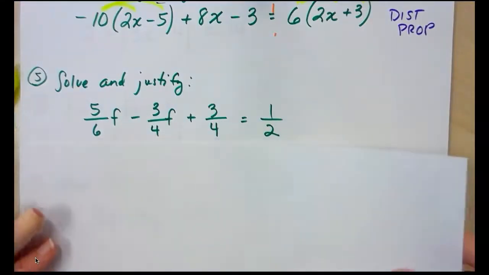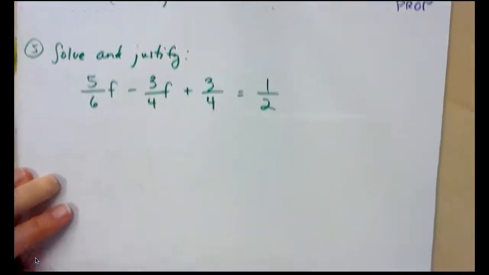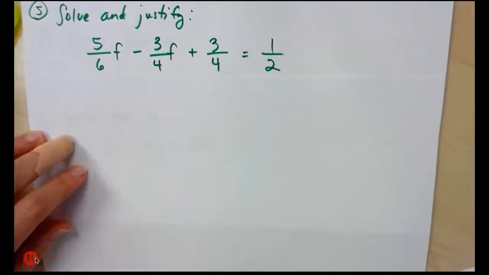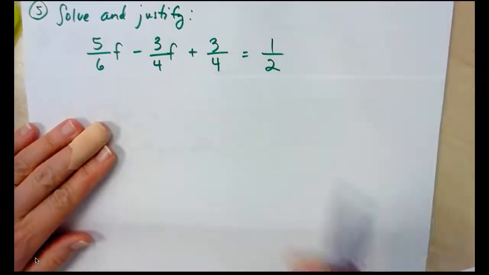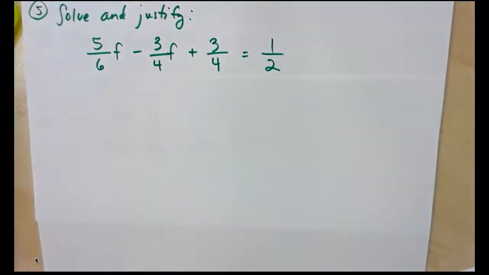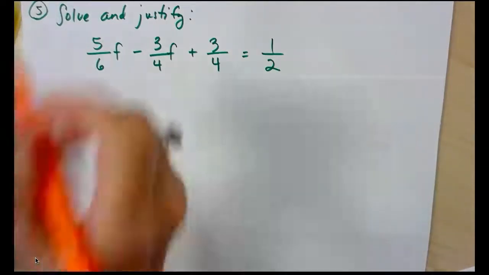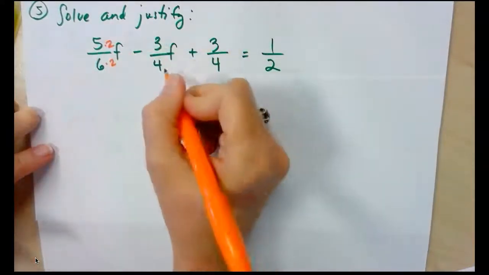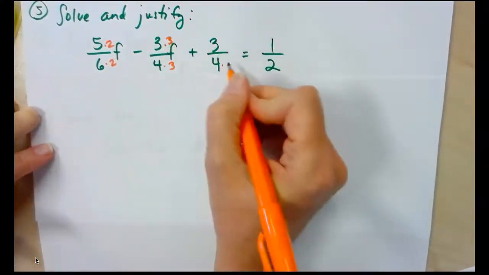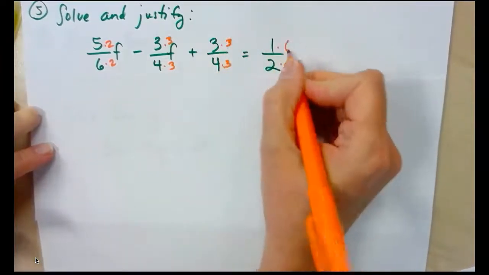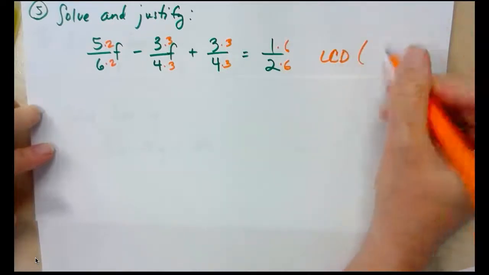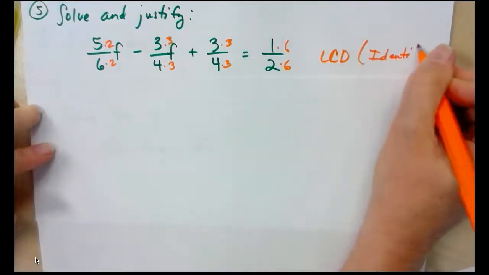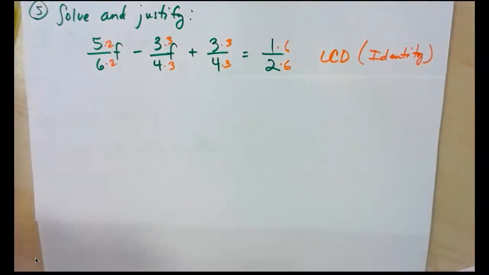Another solve and justify. And it's one with fractions, so once again, we need a common denominator. So if we have 2's, 4's, and 6's, the smallest common multiple of 2, 4, and 6 is 12. So multiply this one by 2. Multiply this one by 3 over 3, this one by 3 over 3, this one by 6 over 6. That is finding a least common denominator. Truly what's happening is we are multiplying by the identity.